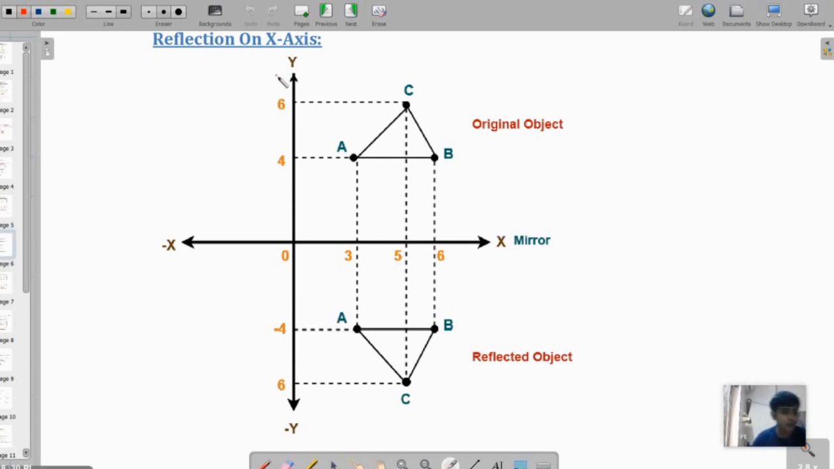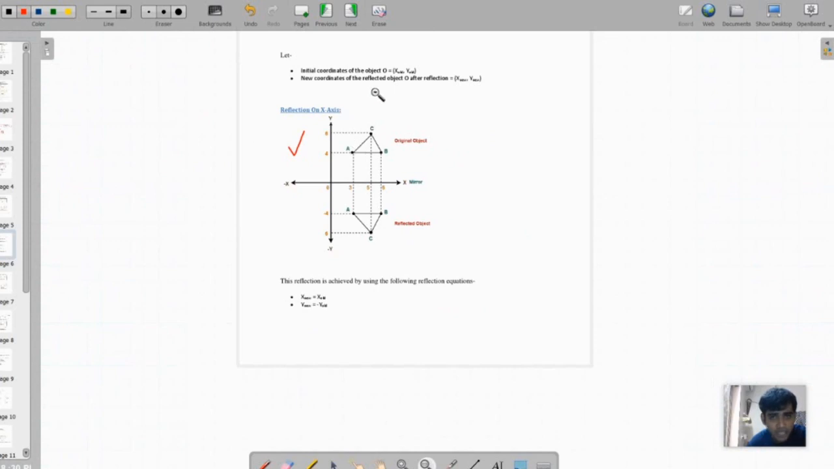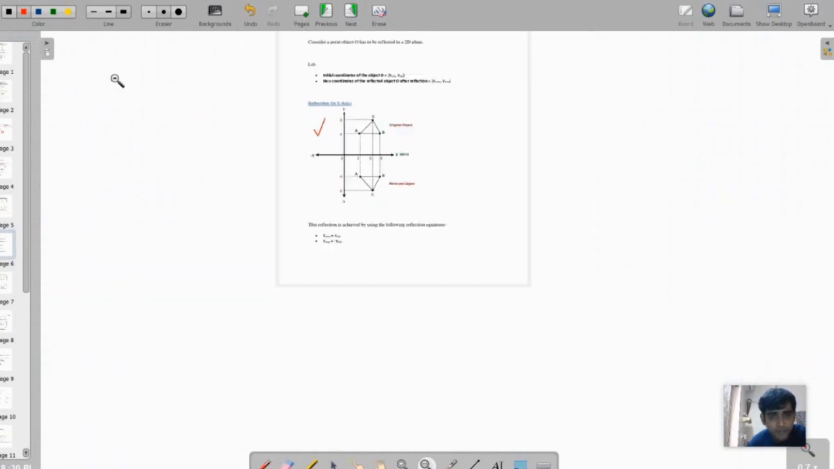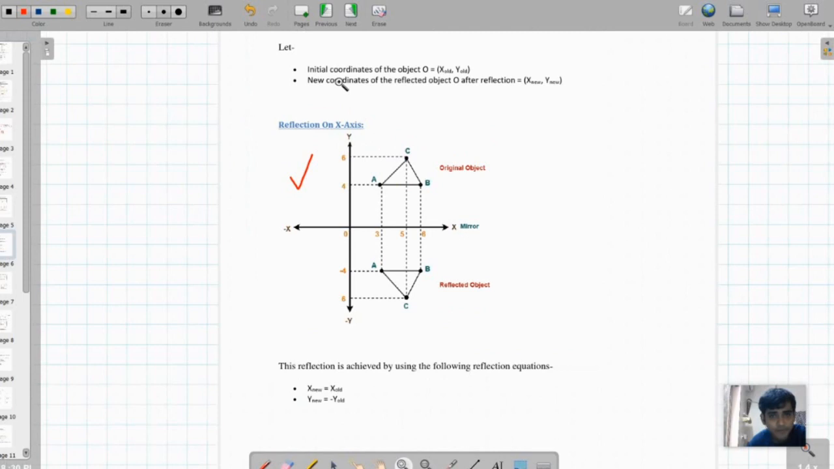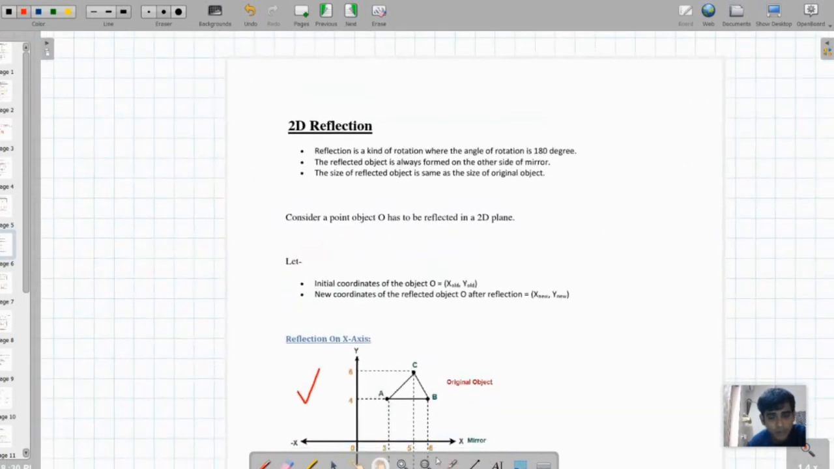I hope you have been able to come up with some solution. If you reflect this ABC triangle with respect to the y-axis, your resultant reflected triangle will be in the second quadrant. So let me look into the salient features of this reflection. Here are some of the properties of reflection.